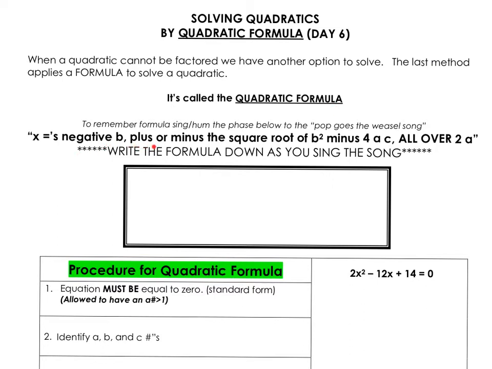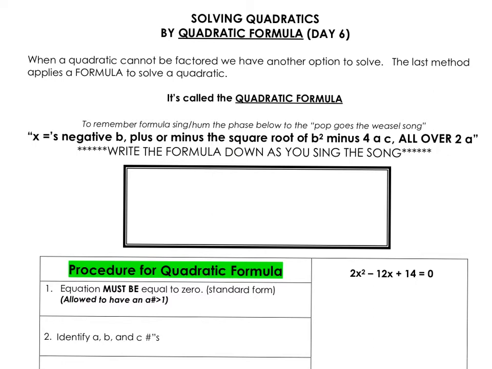X equals negative b plus or minus the square root of b squared minus 4ac, all over 2a. We can write the formula down. There is a song that you can sing it to. It's Pop Goes the Weasel, and I'll go over that more in class. You don't actually have to memorize this, but you can use that song to memorize it, to write it down. But again, it is given to you, so you do not have to memorize it.